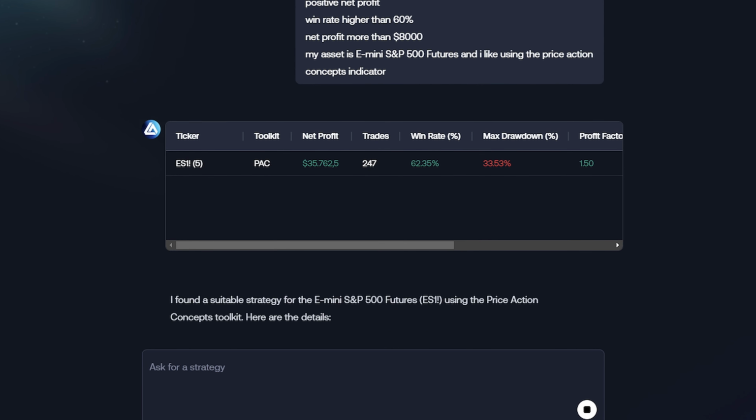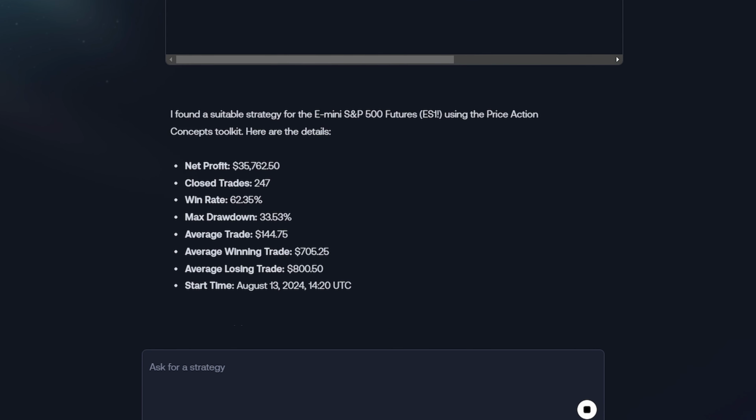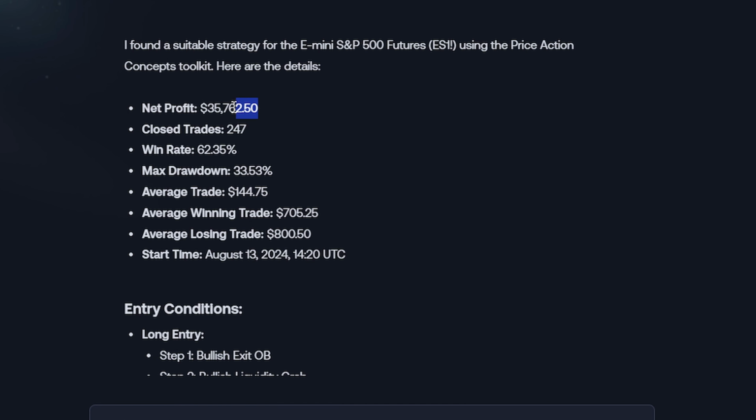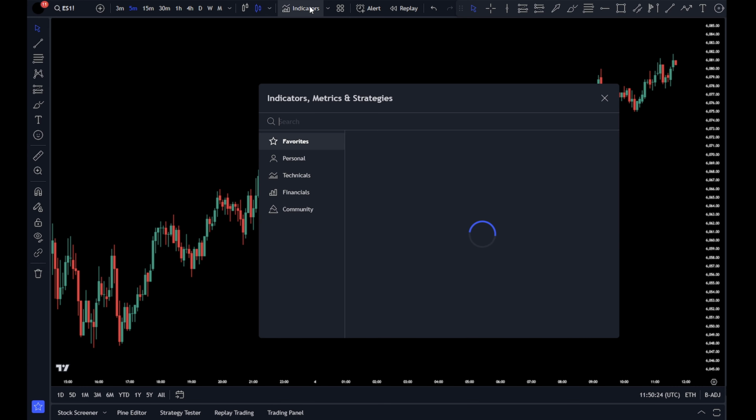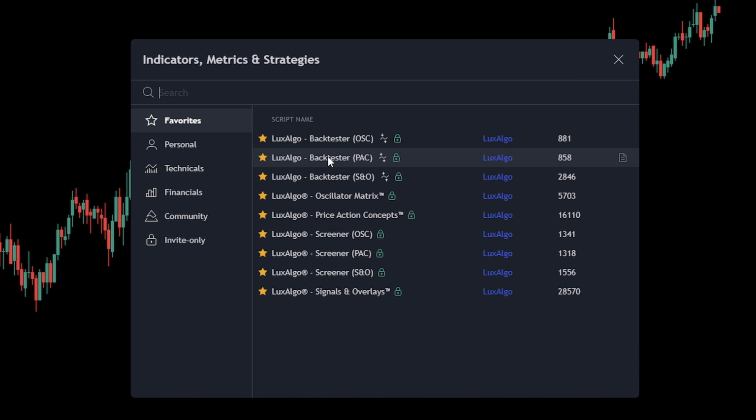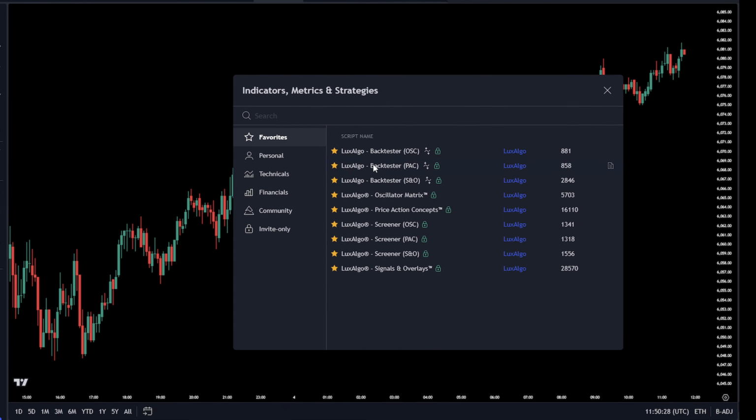Sounds ambitious, right? Well, the results were beyond what I expected. The backtester delivered a strategy with a net profit of more than $36,000 over 242 trades, a win rate of 62%, and a max drawdown of just 33%. Now that's really impressive. So I opened TradingView and loaded LuxAlgo's backtester for the price action concepts indicator.